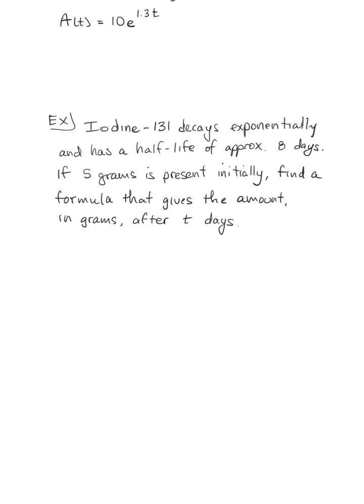If we're going to use the relative growth rate exponential function, then that's again A of t is equal to A naught, or A sub 0, times e to the kt. So the initial value is, in this case, 5 grams. Now they kind of imply in the problem some kind of future amount. It says that the half-life is 8 days.